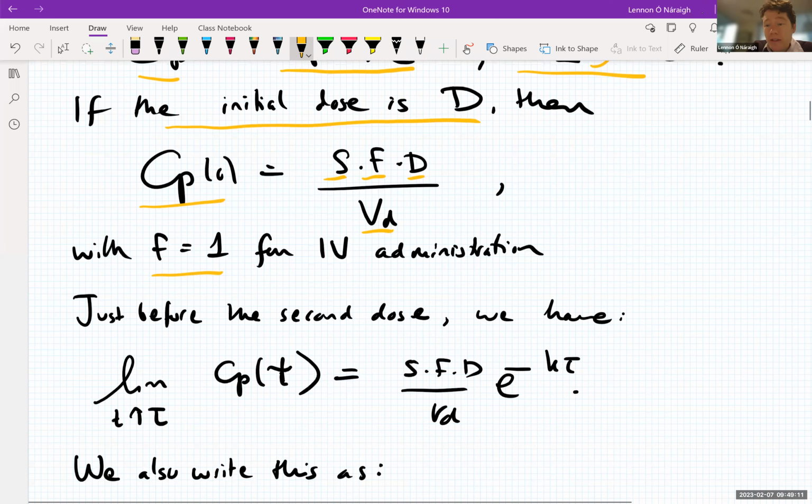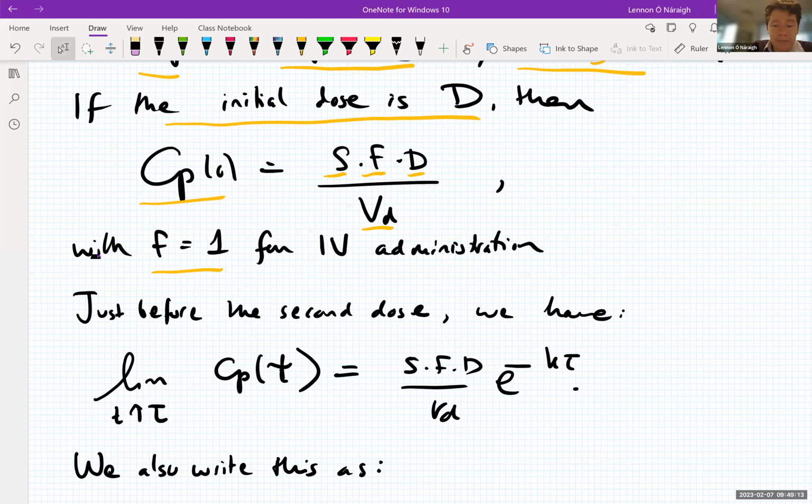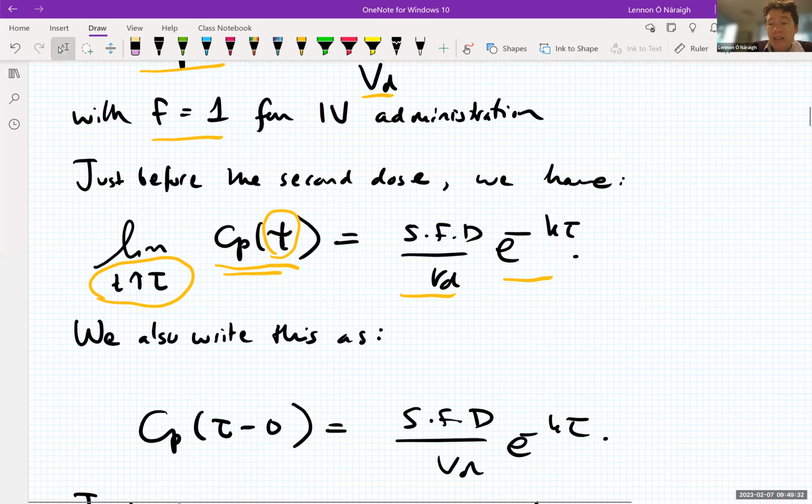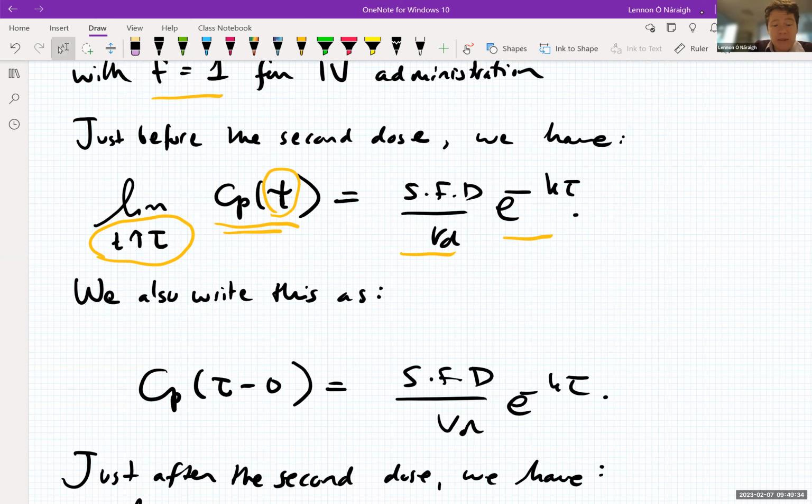And so just before the second dose, Cp at time t is SFD over Vd times e to the minus k tau. So the idea here is that we have time t, and we're taking the limit as t goes up to tau, so the limit from below. And I'm just going to write this in a more shorthand notation as Cp at time tau minus 0, which is equal to SFD over Vd times e to the minus k tau.